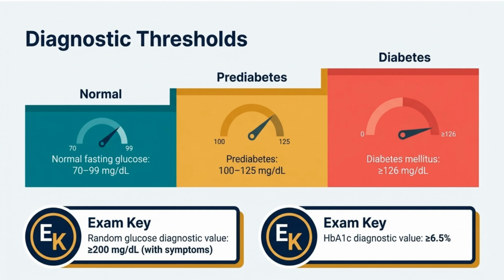Diagnostic thresholds for fasting plasma glucose are normal, 70 to 99 milligrams per deciliter, pre-diabetes, 100 to 125 milligrams per deciliter, and diabetes mellitus, 126 milligrams per deciliter or higher. Other diagnostic values include a random glucose of 200 milligrams per deciliter or higher with symptoms, or an HbA1c of 6.5% or higher.